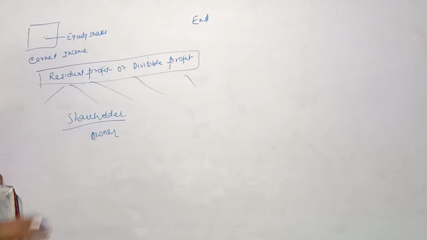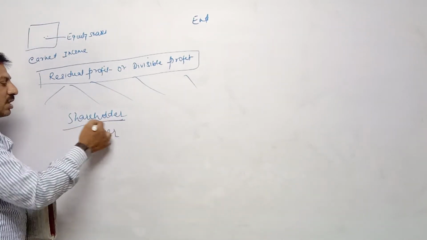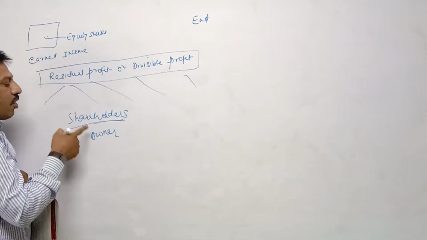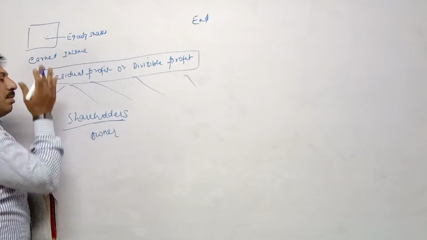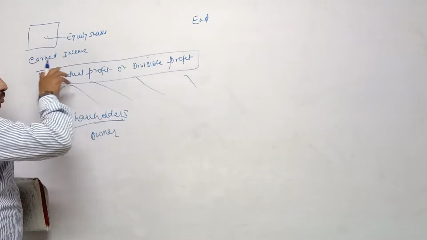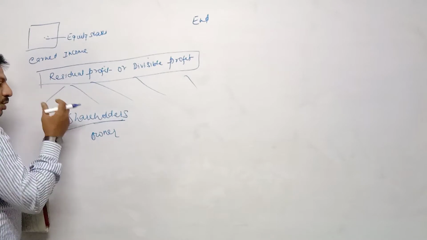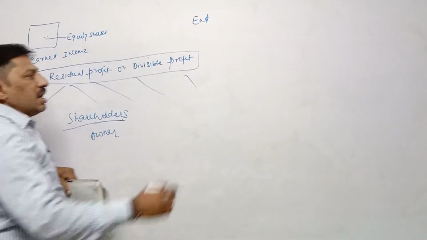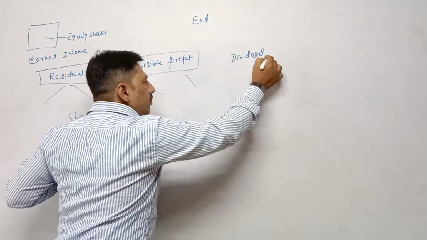Who is an owner? The person who is investing money into the business. In the same way, shareholders are also investing money into the company by purchasing shares. That's why at the end of the year, whatever profit the company is earning, the shareholder has the right to receive some return out of those earnings. That return is called dividend.